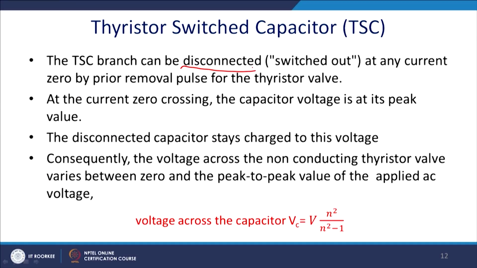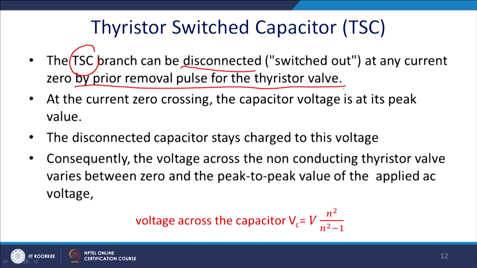So, the TSC branch can be disconnected or switched out at any current zero by removing the pulses of the thyristor valve. This is one of the biggest advantages. Let us understand what I said. This branch can be disconnected or switched off at any time, because it has a leading power factor, at any current zero by prior removal of the pulses of the thyristor valve.